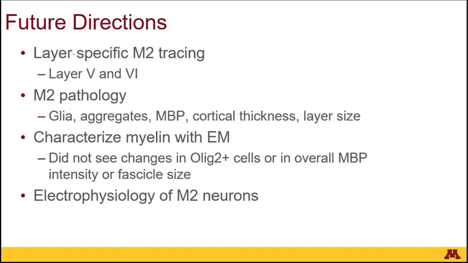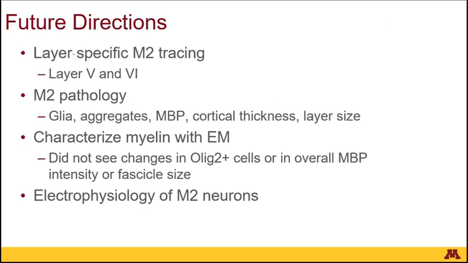So where do I go from here? I definitely want to dive into M2 a bit more. First of all, I have a bunch more mice that I did tracing studies on, so we can actually quantify some of that data. I also plan to explore the layer specificity a bit more. There are promoters that are layer specific, so I will be looking into that.